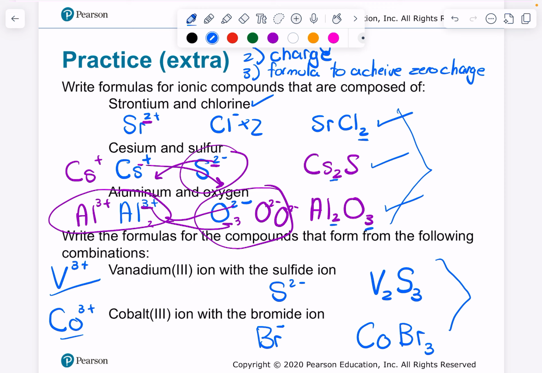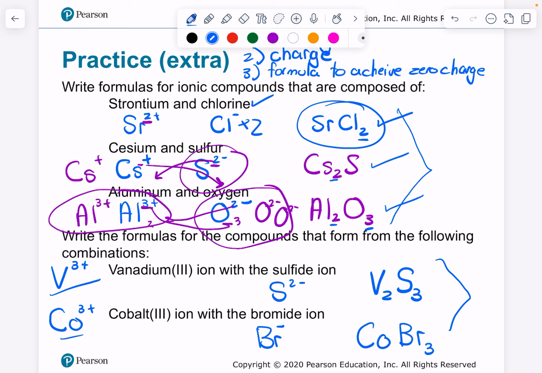Anyone who's studied chemistry is going to know that strontium is a 2+, chlorine is a -1, and therefore strontium chloride will always be SrCl2. When we get to covalent naming at the end, that's not the case. We can have carbon and oxygen forming CO. We can have carbon and oxygen forming CO2. We can't predict how many of each element there's going to be.